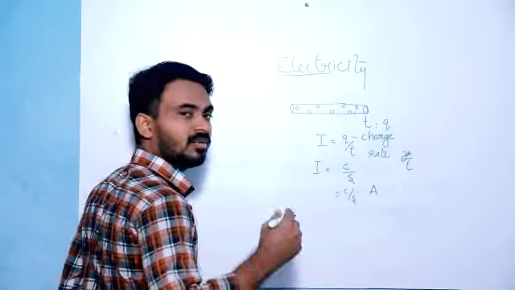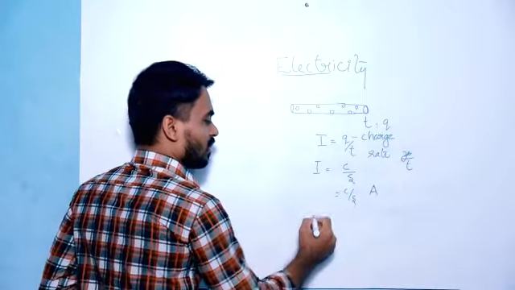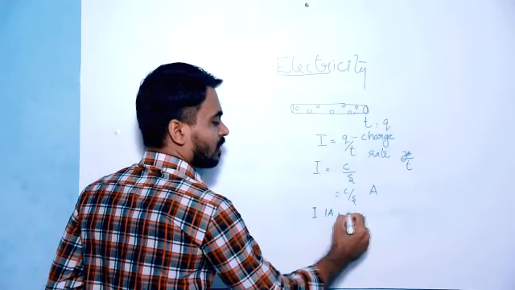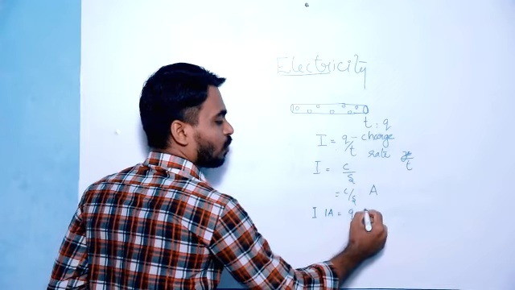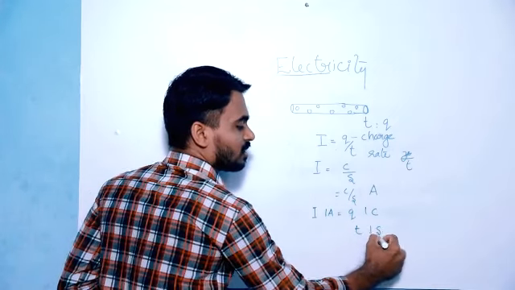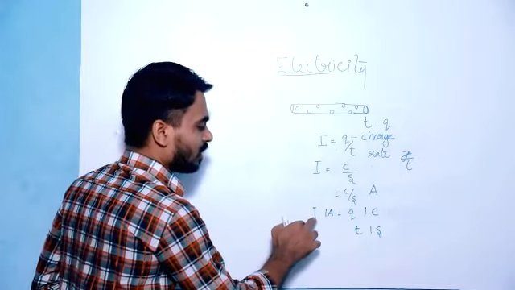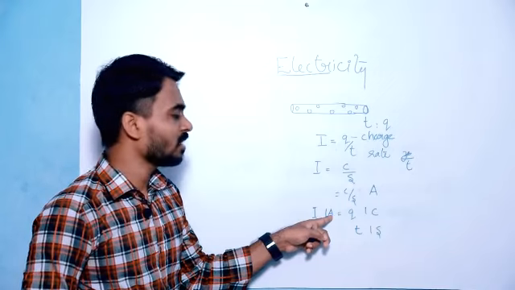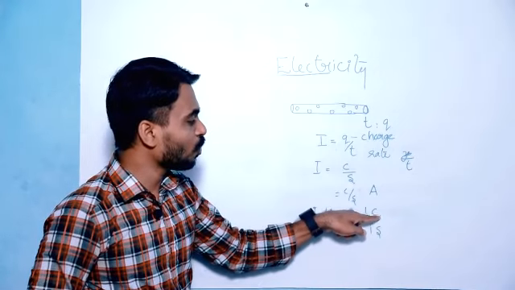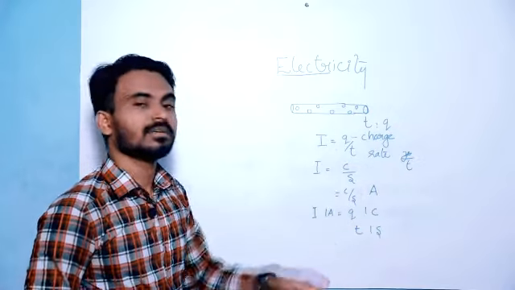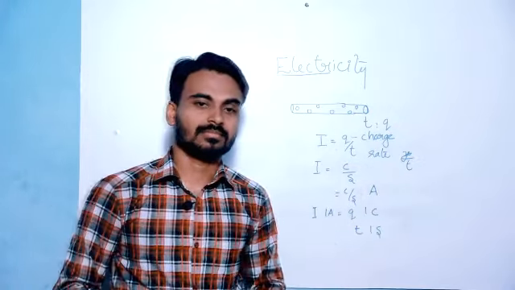This ampere again we need to define. I is 1 ampere, Q is 1 coulomb, and T is 1 second. Then we can define 1 ampere is the current when 1 coulomb of charge is flowing through the cross section of a conductor in 1 second.